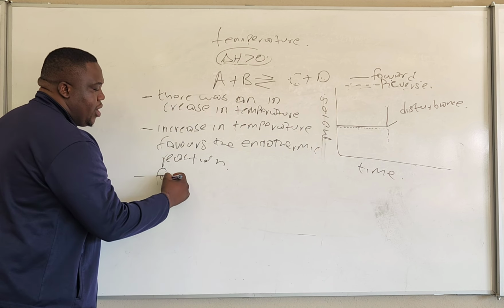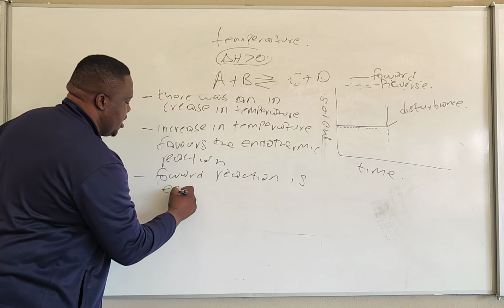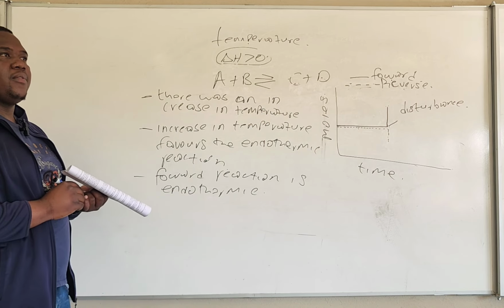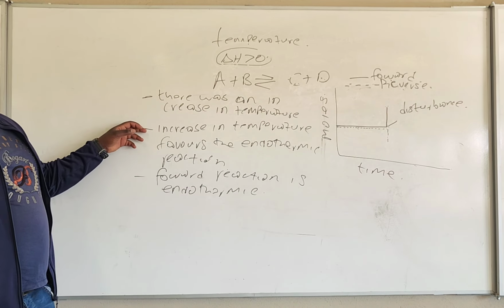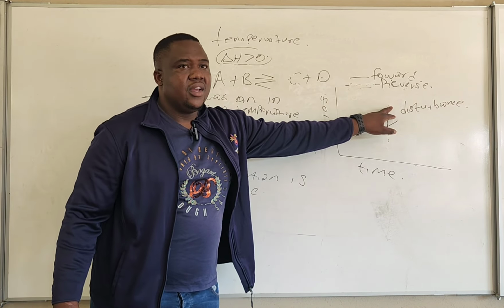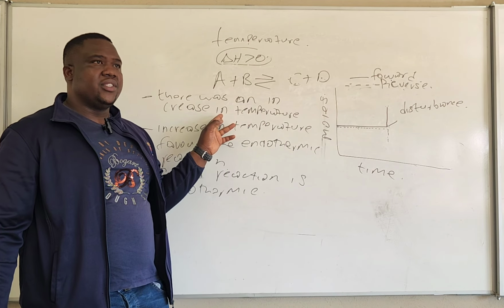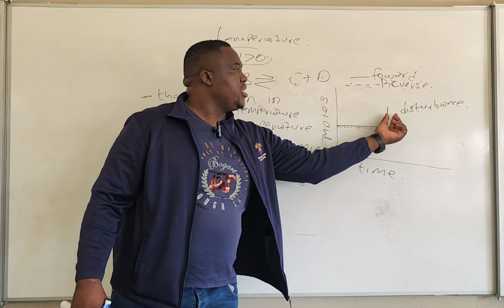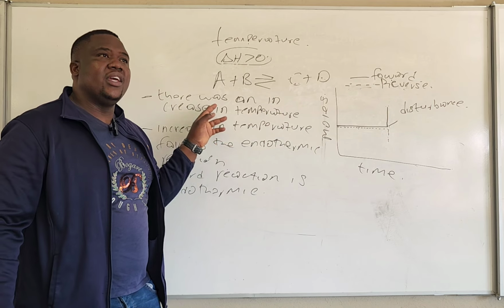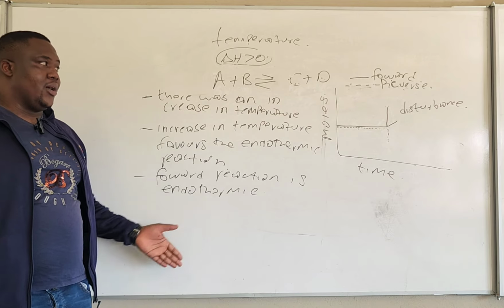Then we're going to say the forward reaction is endothermic. I hope you can see. Why did we say the forward reaction is endothermic? Because the forward reaction is increasing. And as the forward direction is increasing, what happened? Temperature was increased. There is a sudden increase in the number of moles of forward reaction when we increase temperature. And we know from theory that an increase in temperature favors the endothermic reaction. So it means that the forward reaction is the endothermic reaction. So that's how we explain.